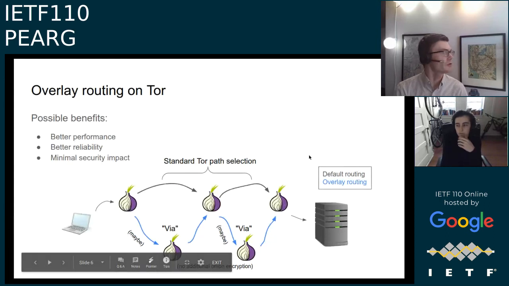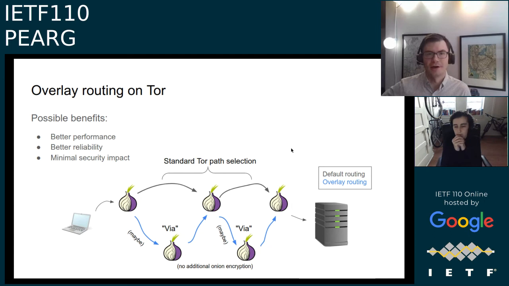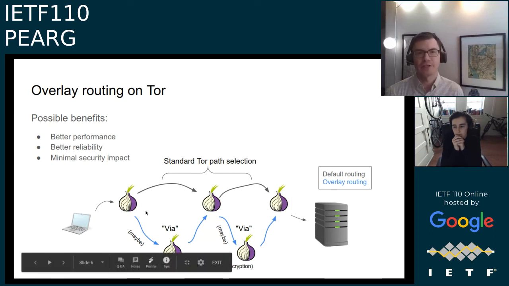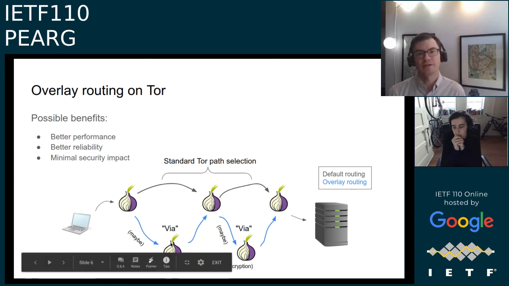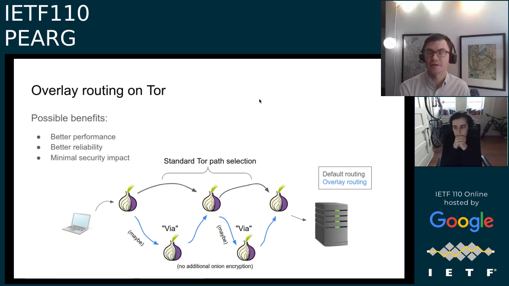We're proposing to not alter the way that Tor path selection works, but rather use the same path but introduce an additional hop only for the purposes of routing. So traffic between the first and the second relay will remain encrypted, but it'll be forwarded and not decrypted through a third, what we call via node. And again, this will give possibly many of the same performance benefits as in CDN.